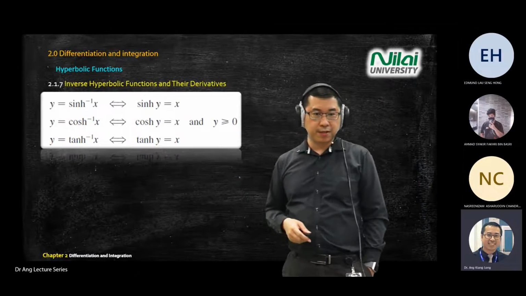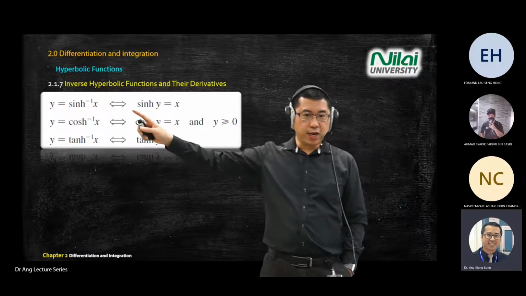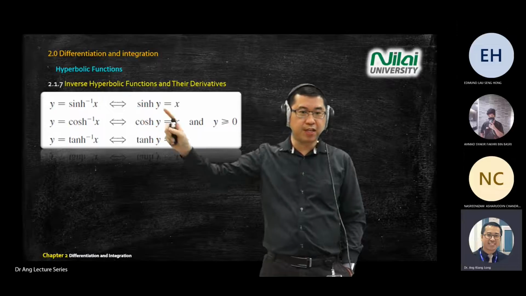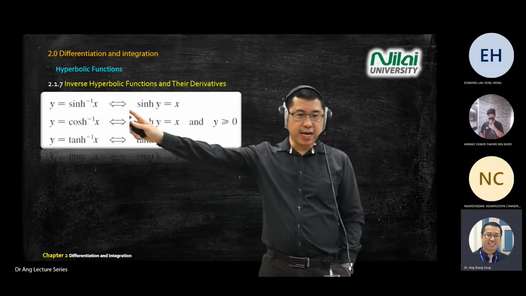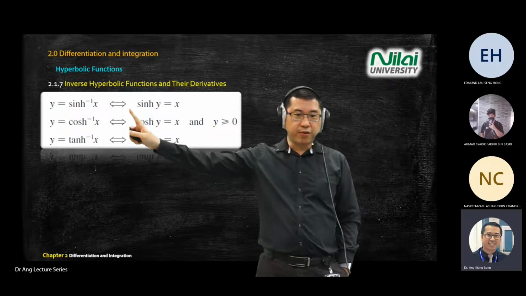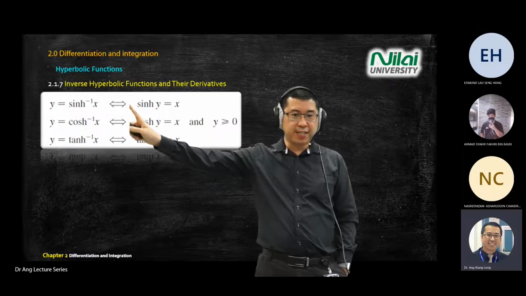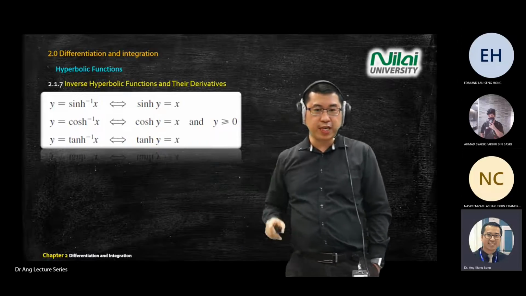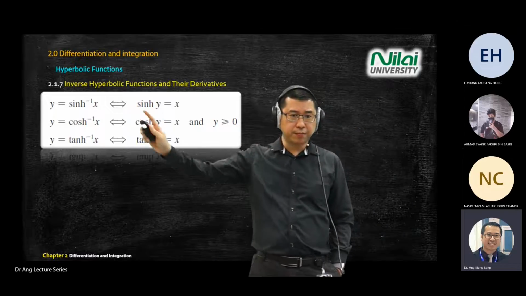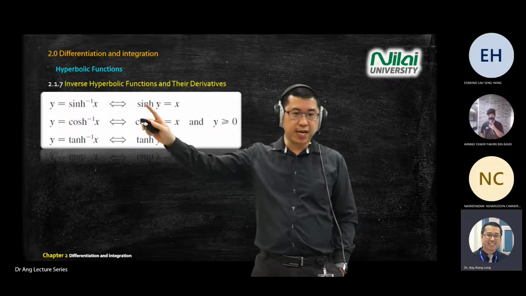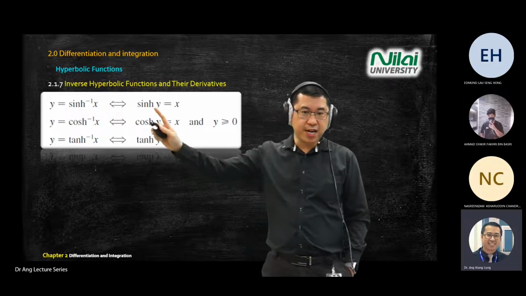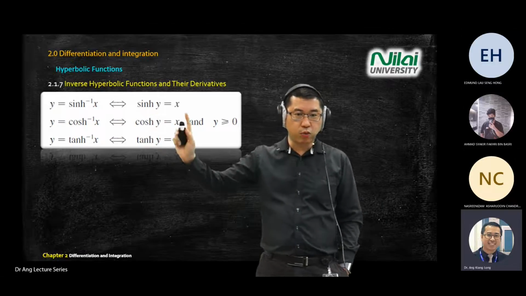There's one more table. If the question gives you y equals sine hyperbolic minus 1, meaning the inverse of sine hyperbolic x, you can rewrite their form either left-hand side to right-hand side or right-hand side to left-hand side. This means you can switch their form. For example, the first one, y equals sine hyperbolic inverse negative 1 x, you can write as sine hyperbolic y equals x.